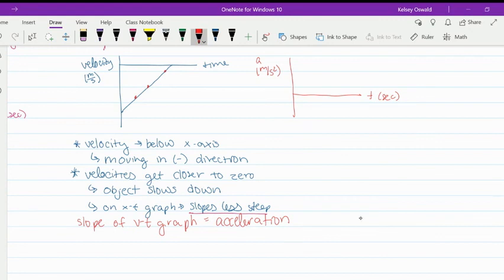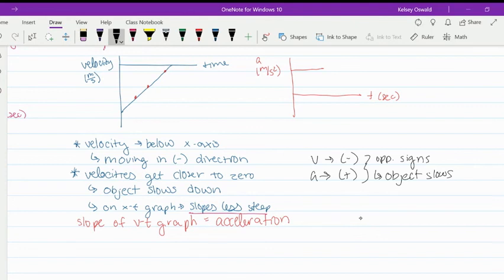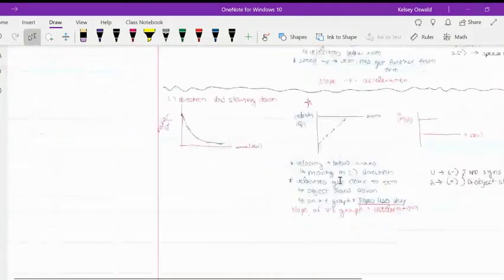So to show that on our acceleration time graph, we're going to draw a horizontal line to show a constant slope or constant acceleration, and we're going to draw it above the x-axis to show that our acceleration, or that slope, is positive. Here we can see that our velocities are negative, our accelerations are positive. Since we have opposite signs, that tells us our object is slowing down. So we basically end up with 4 different graph shapes.